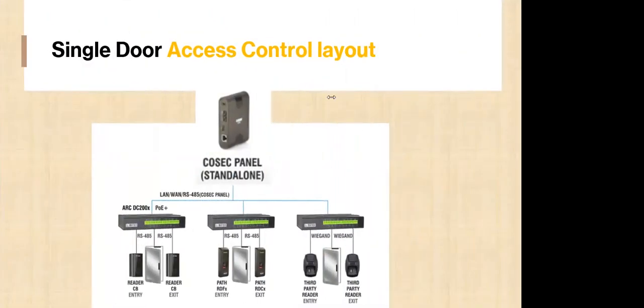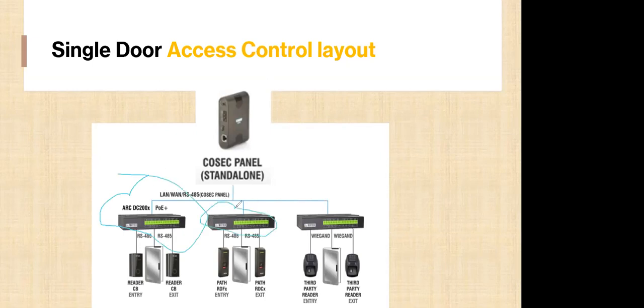Right. Now we're going to talk about the simple layout of the access control. So from the very top layout, we have one COSEC panel. And again, the COSEC panel is basically the server, which stores all the user information, access credentials, schedule. The panel is basically the brain of the whole system. Then we have the door controllers, which is the ARC, right? Door controllers here.